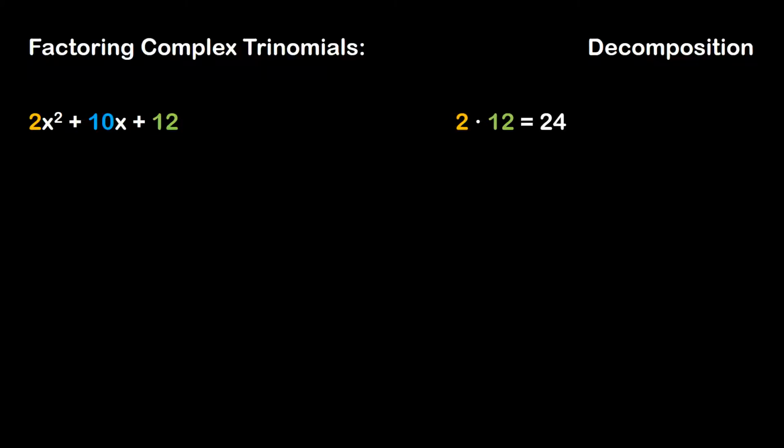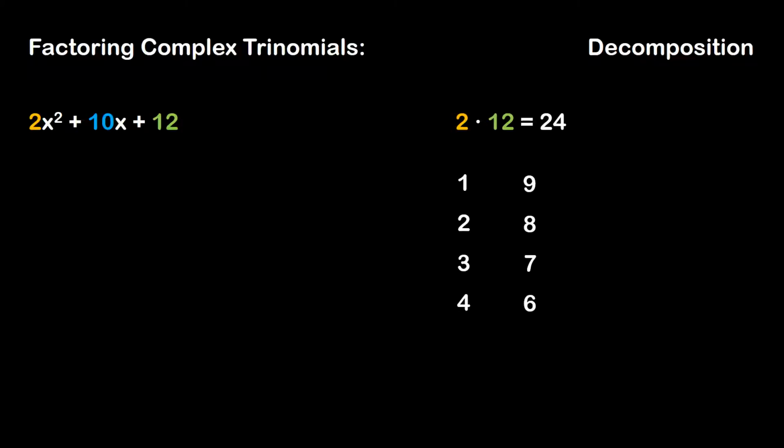Just as in factoring simple trinomials, in complex trinomials we want two numbers that add up to the number in front of the x. So in this case the number is 10, so we want two numbers that add up to 10. So 1 and 9 add up to 10, 2 and 8 add up to 10, 3 and 7 add up to 10, and 4 and 6 add up to 10. So why don't we keep in mind those four sets of numbers?